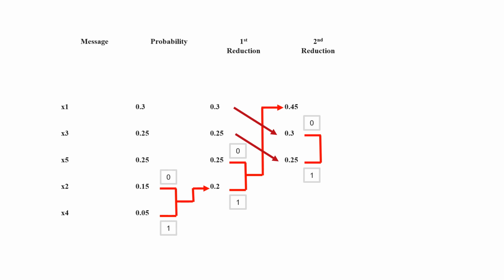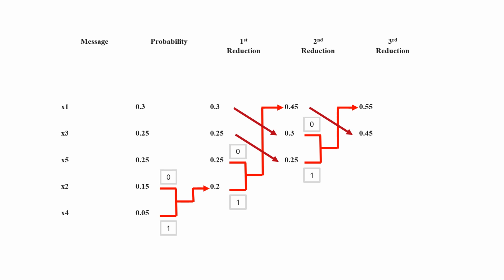Now let us combine 0.3 and 0.25 in the same way. Here 0 is assigned, here 1 is assigned. When we add 0.3 with 0.25, the resulting value is 0.55, which is more than 0.45. So the order of arrangement changes now. 0.55 is kept here, 0.45 is below that with the less probability.